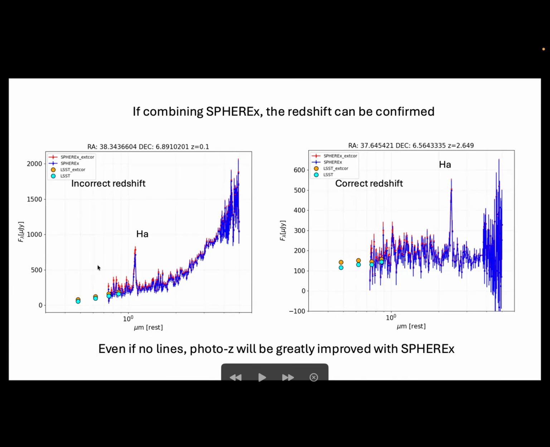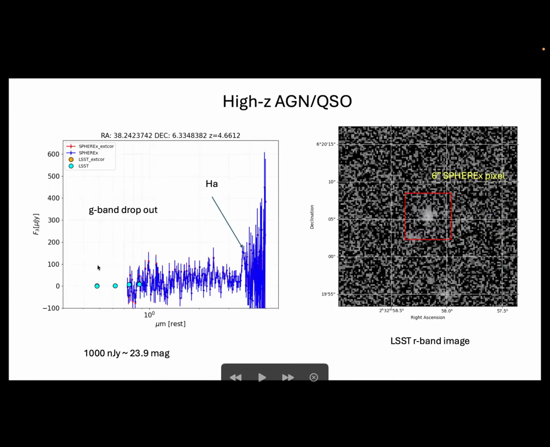And on the right-hand side, it's a correct case. I mean, the redshift of 2.6 is roughly consistent with the SPHEREx spectrum. So both are useful, whether we have a line or no line. And this is an example of a high-z AGN or quasar. This is actually a G-band dropout galaxy.